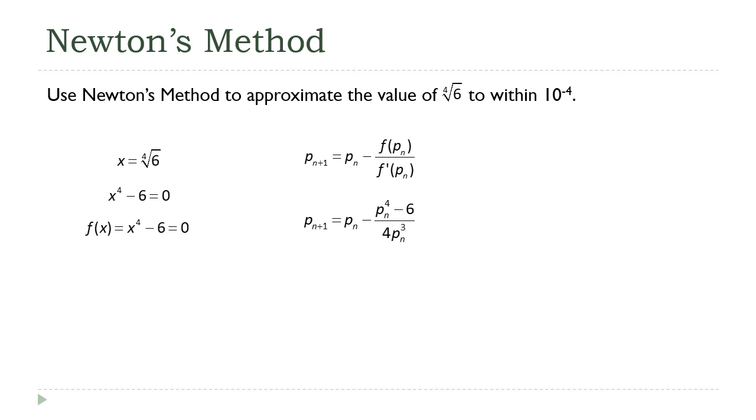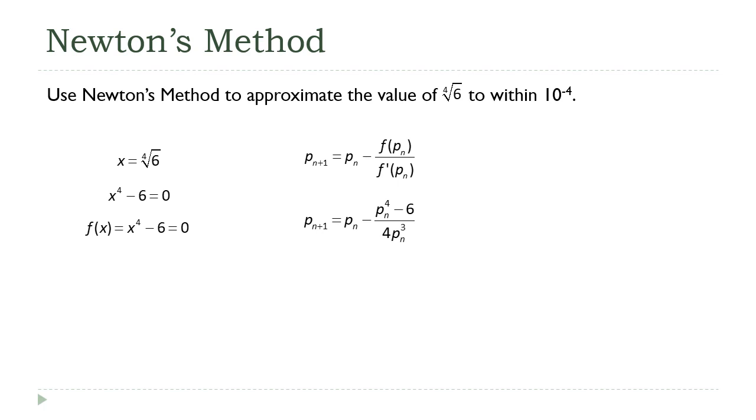All we need to do is pick a starting point. Well, the fourth root of 1, obviously, is 1. And the fourth root of 16 is going to be 2. So the fourth root of 6 has to be between those two somewhere. So I'm just going to split the difference. I'm going to let x sub 0, my initial approximation, be 1.5.